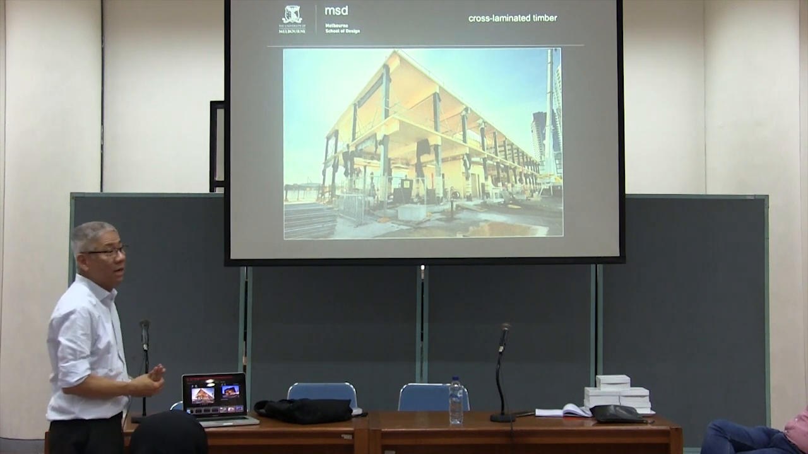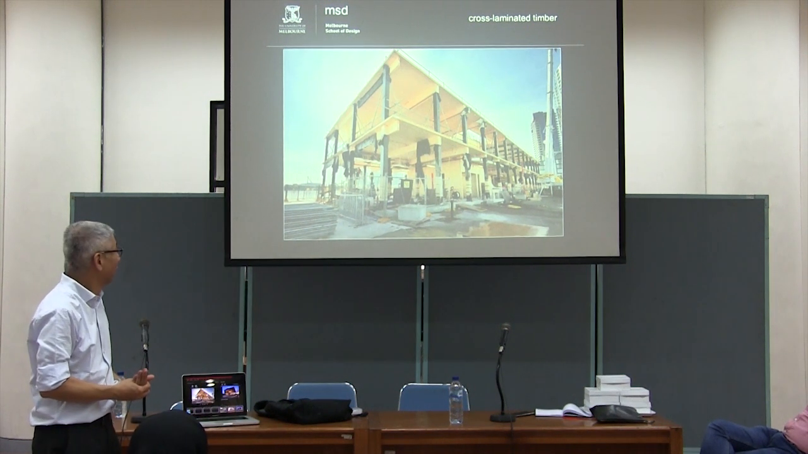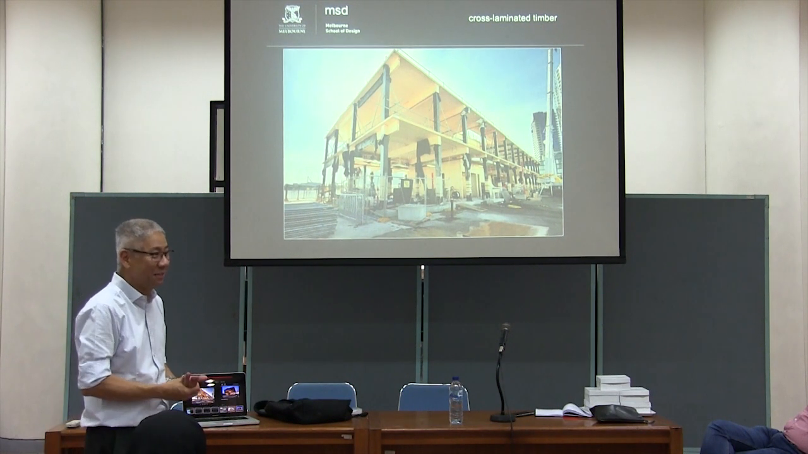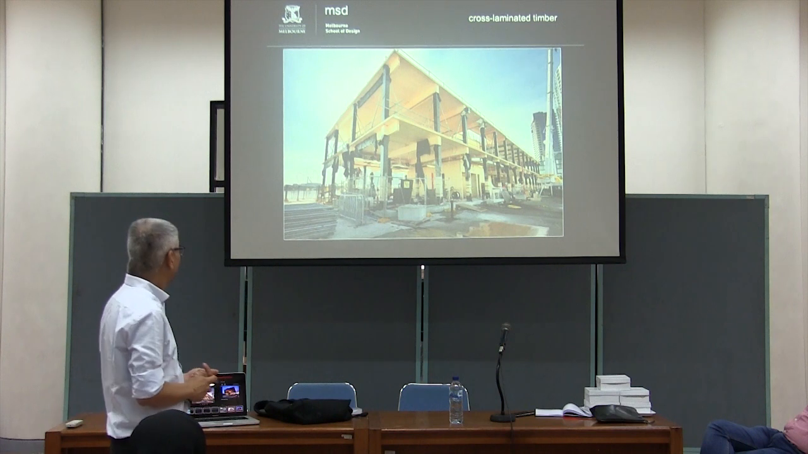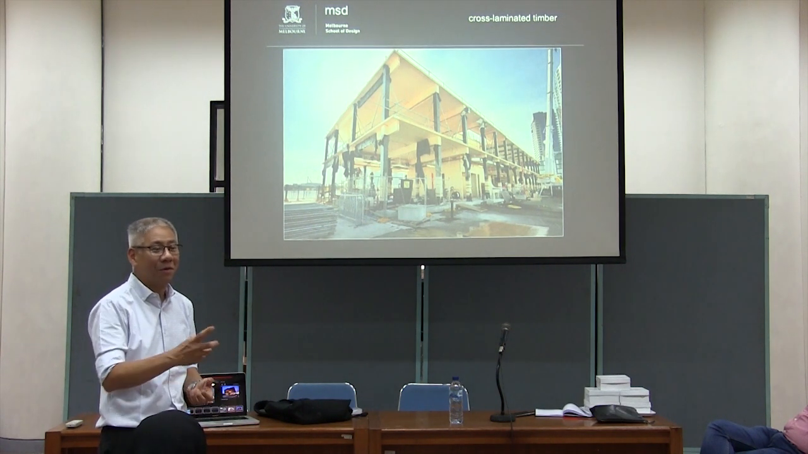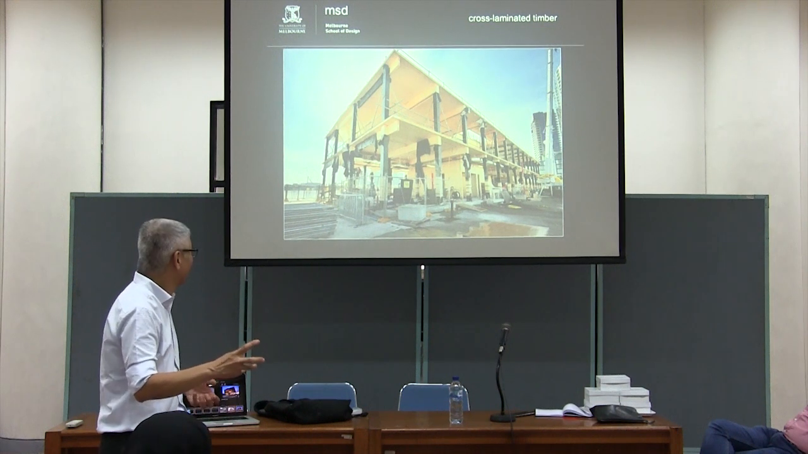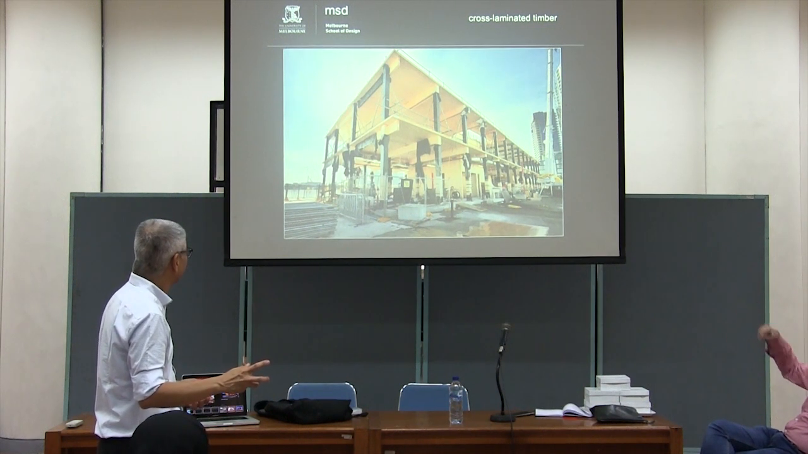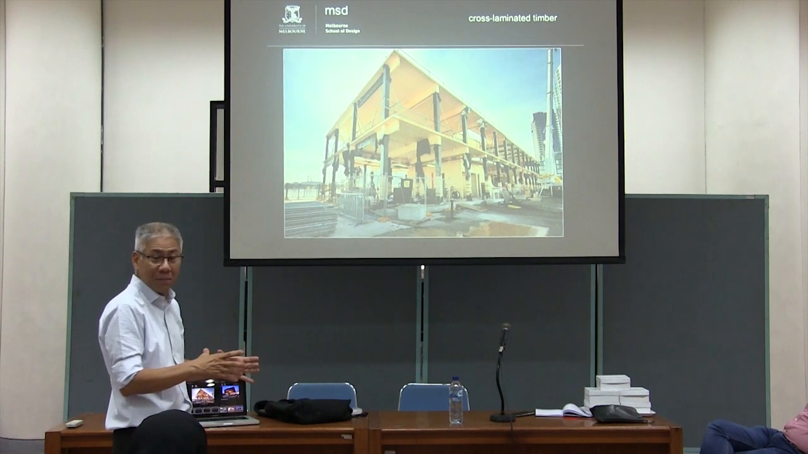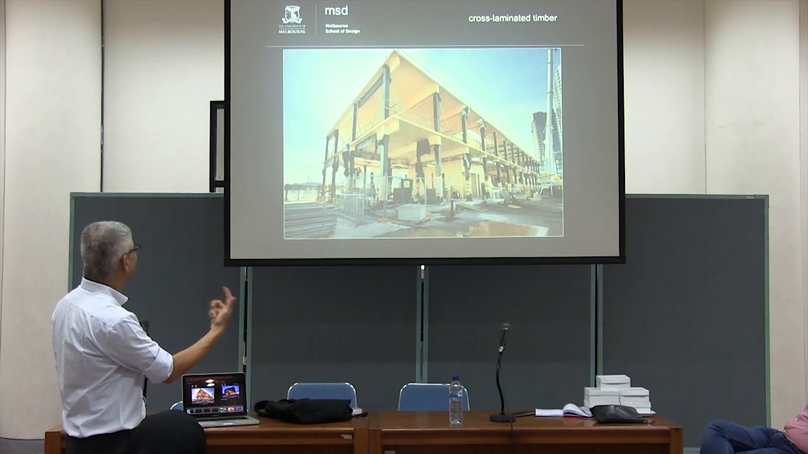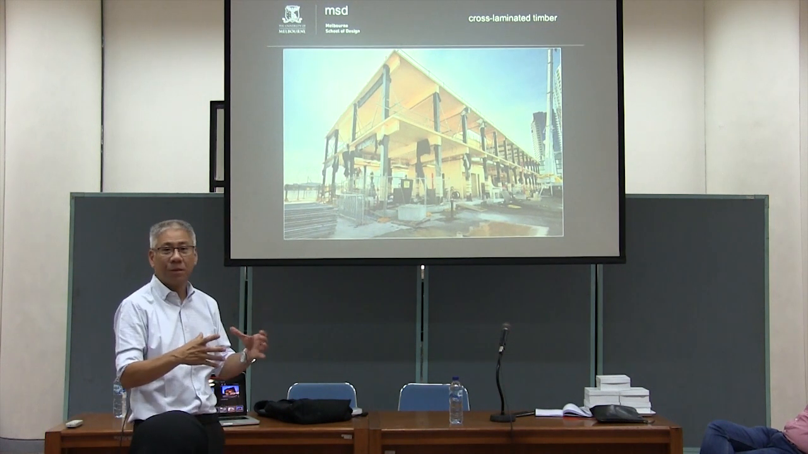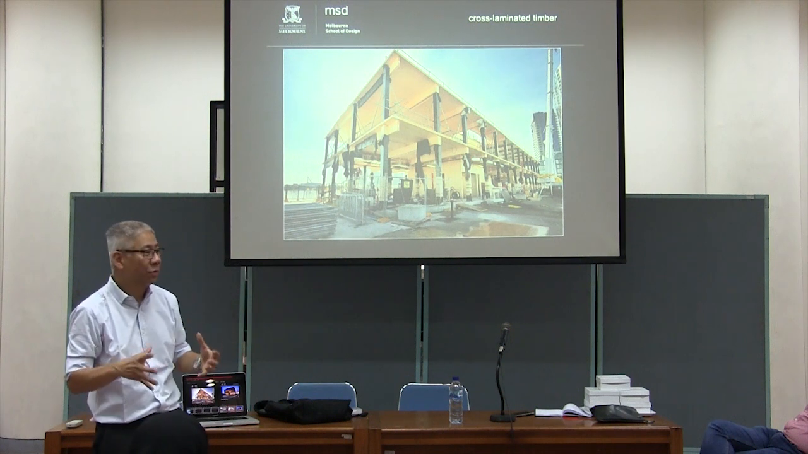This is very common now. Cross-laminated timber. Are the columns timber too? The grey one is the plastic wrap, to prevent exposure during construction.